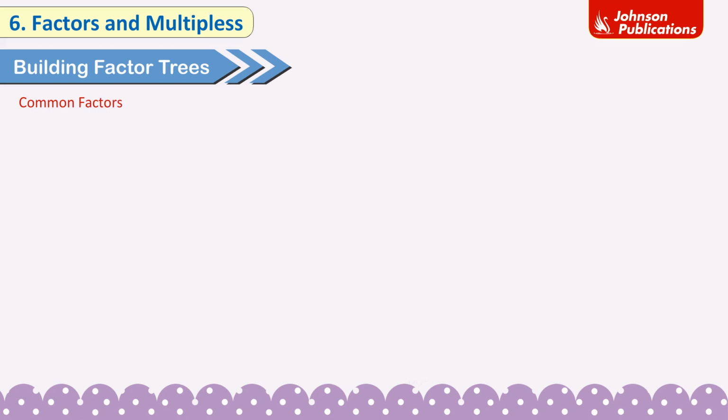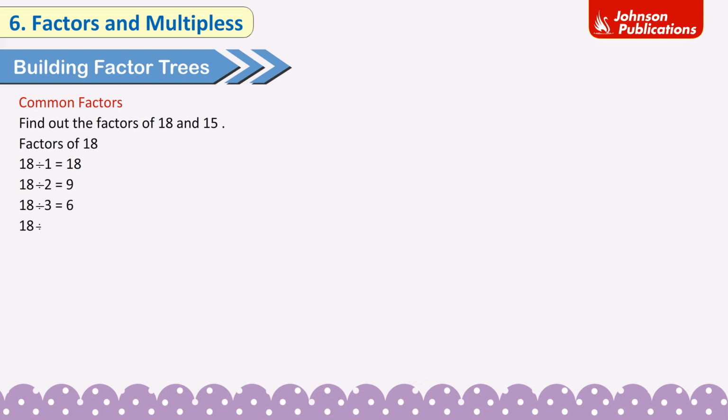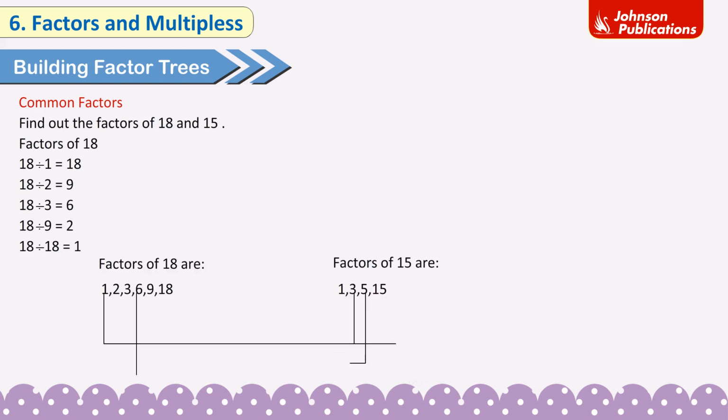Common factors. Find out the factors of 18 and 15. Factors of 18. 18 divided by 1 is equal to 18. 18 divided by 2 is equal to 9. 18 divided by 3 is equal to 6. 18 divided by 9 is equal to 2. 18 divided by 18 is equal to 1. Factors of 18 are 1, 2, 3, 6, 9, 18.